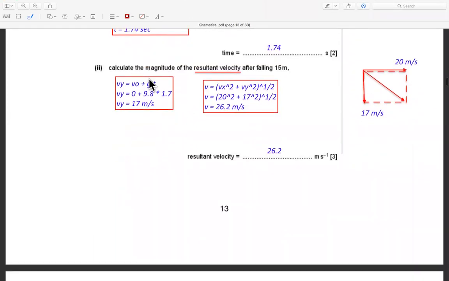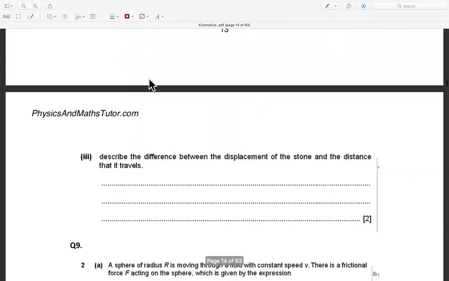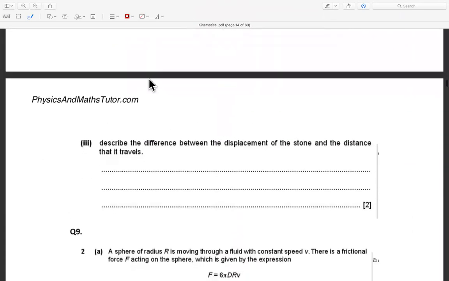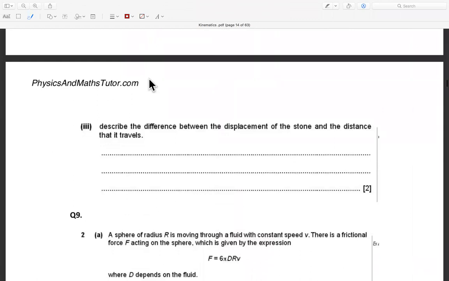Okay, continue to one more question, question 3. Describe the difference between displacement of the stone and the distance that it travels. Displacement and distance.